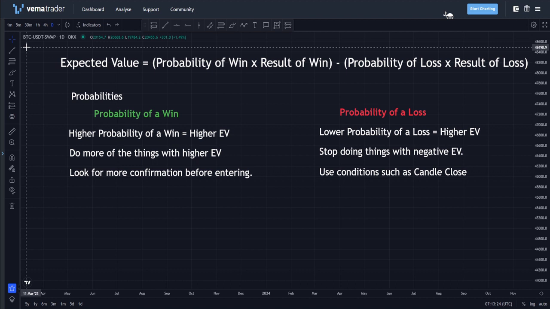So using conditions like candle close or distance to confirm, distance to activate, that can help you with avoiding some of those losses you might have taken otherwise.